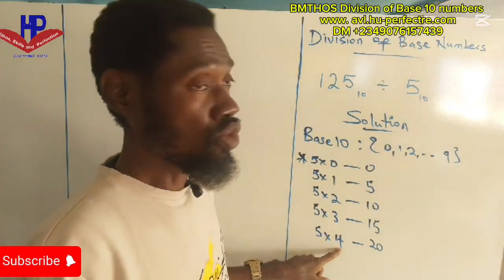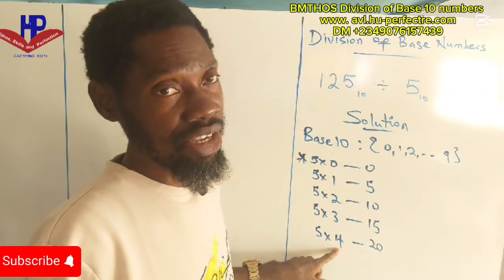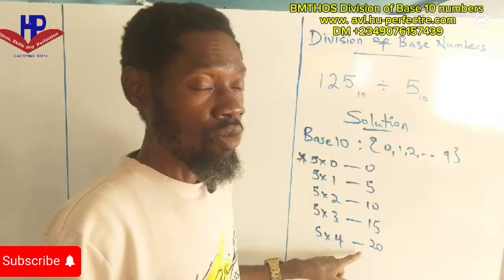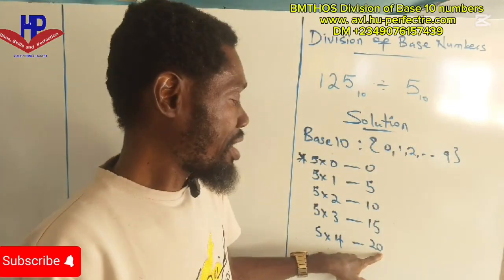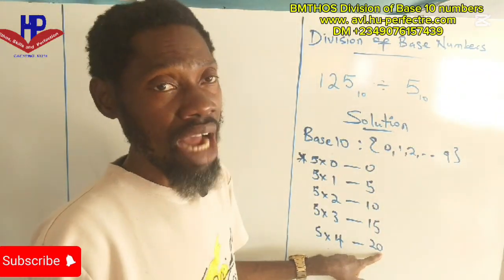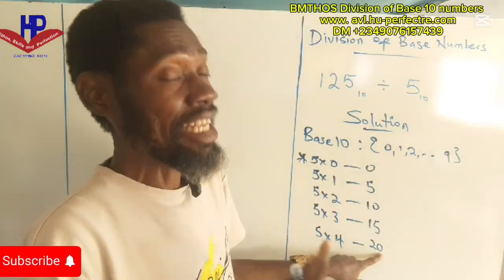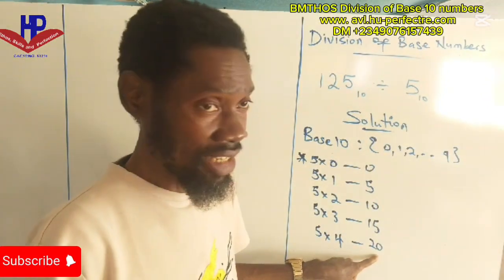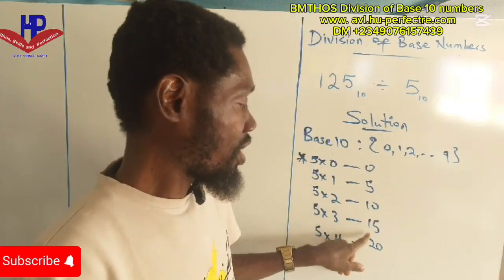5 times 4 is 20. 20 is not a base 10 digit. So I'll divide 20 by 10. My answer will be 2, remainder 0. I'll write the remainder as the actual answer. I'll carry the 2 to the other side. Since there's no number there, I'll drop down the 2. I'll still get what looks like 20. That's why we have here 10, 15, 20.